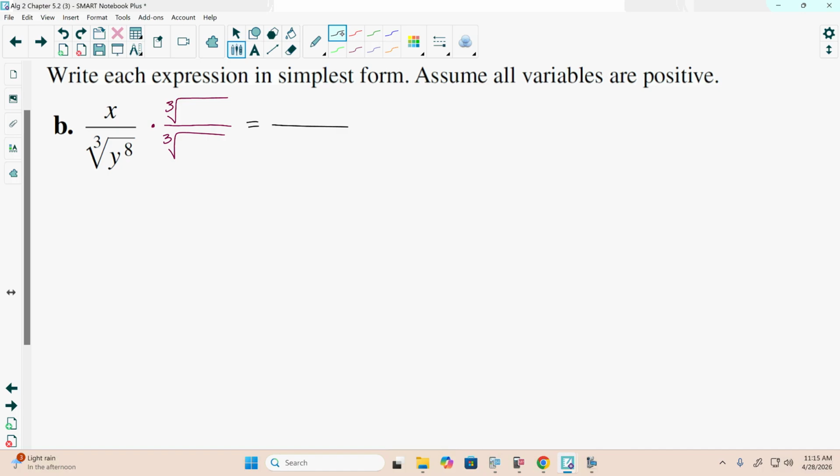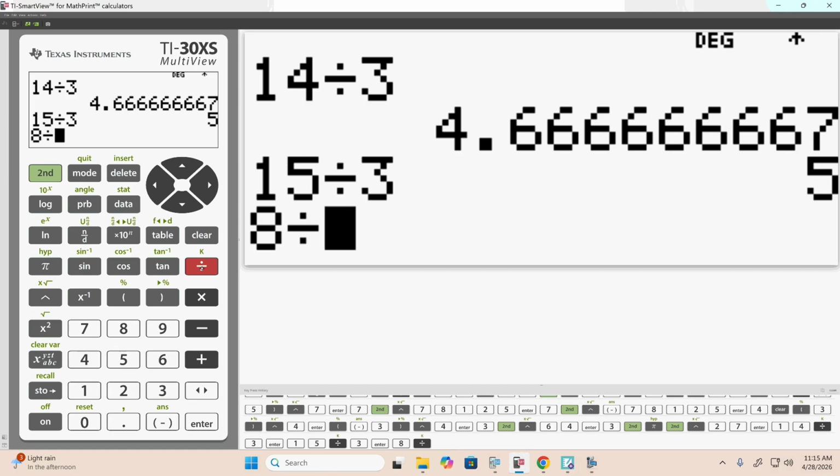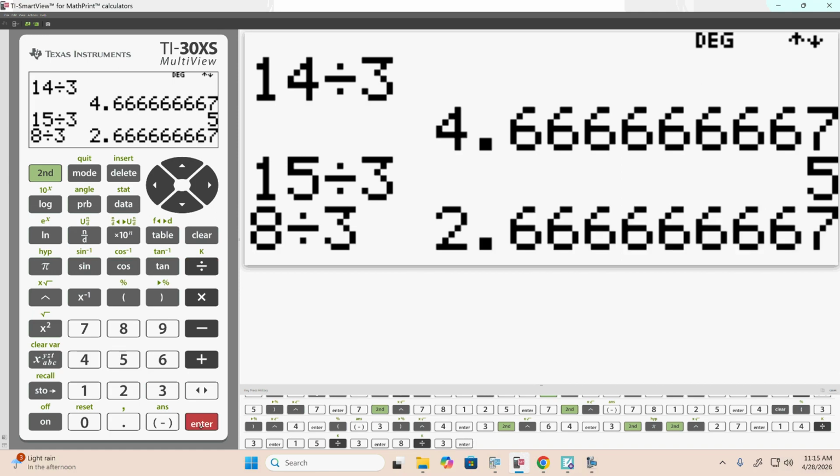Because again, when we simplify radicals, we're really dividing that exponent by the root. So if I wanted to divide out, I really need to have an exponent attached to y that's divisible by 3, because that's our index, yes? What's the next number after 8 that divides by 3? Because we always want to go up. Because we know it's not 8. So what's our next number?